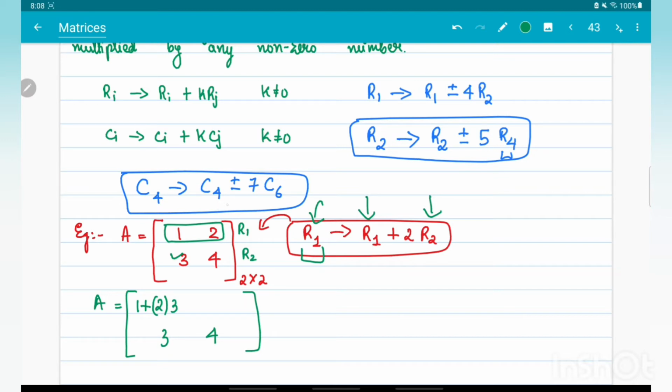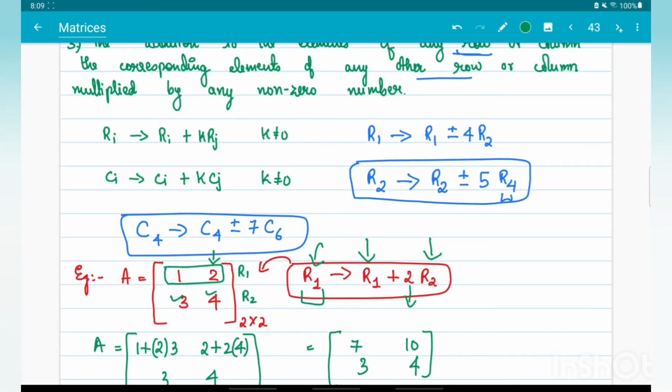Similarly, I'm going to perform the same operation on this second element. So I'm going to add this element 2 with the corresponding element of row 2, which is 4, and this 4 will be multiplied by the number 2, which was a constant over here. So this is what my row becomes. This becomes 1 plus 3 2s are 6, that is 7, and this becomes 2 plus 4 2s are 8, that is 10, and the second row remains the same as it is. So this is my new row after applying the elementary operation, and the same kind of operation can be applied on the columns also.